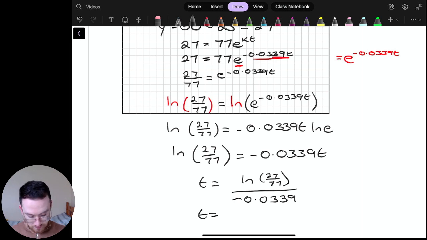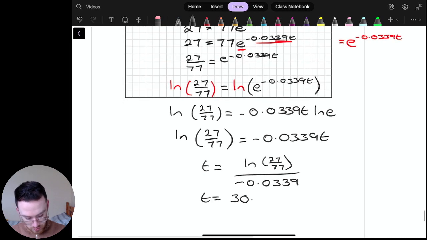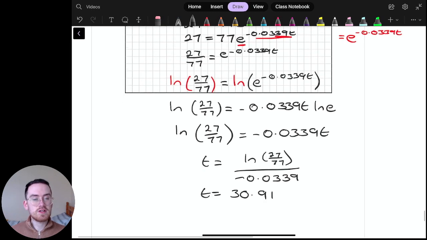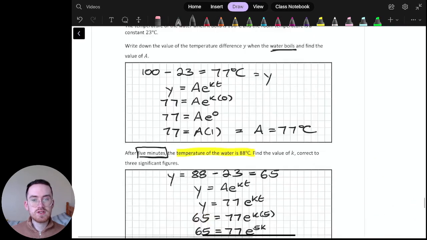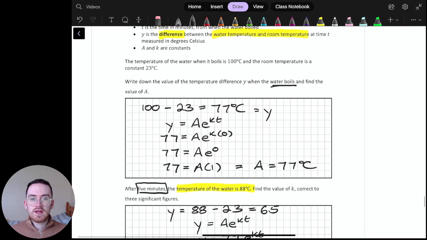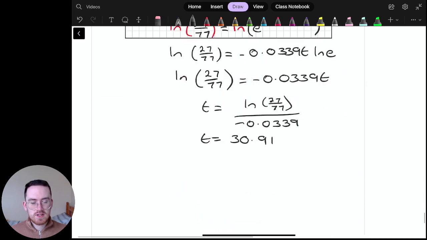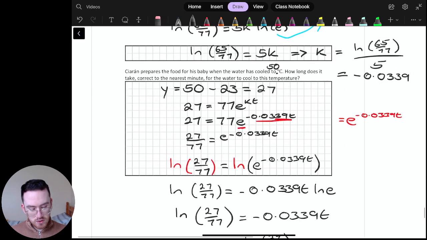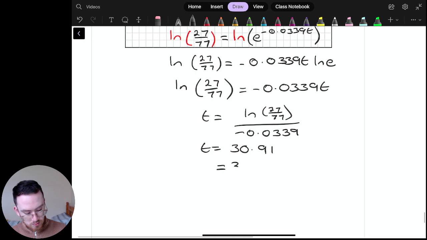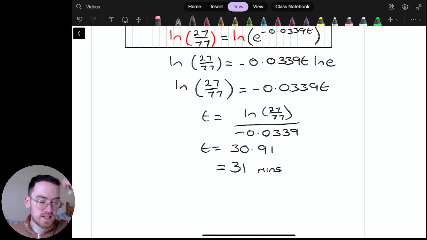So ln of 27 over 77, and we get an answer of 30.91. So remembering t was the time in minutes. So around about 30.91, and we're told for the nearest minute, so it's probably going to be 31 minutes then. So if it's 30.91 minutes, he's going to have to wait till that 31st minute then to give it to the baby.